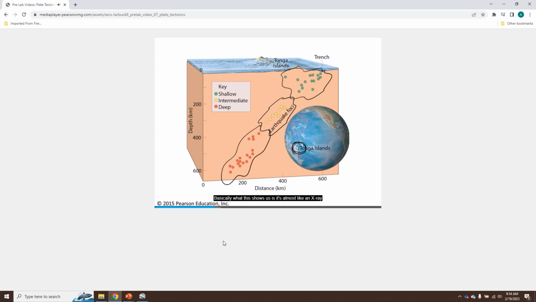Basically, what this shows us is it's almost like an X-ray into Earth's interior, showing us where that subducted plate is going. As it interacts with the rock on its way down, it sticks and slips, and that generates earthquakes. So that's a classic example of a convergent plate boundary.